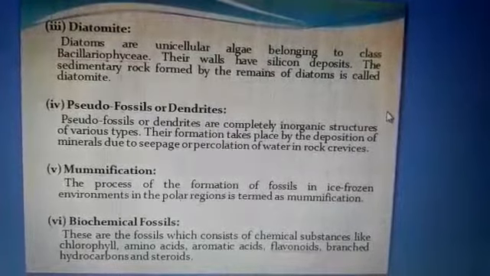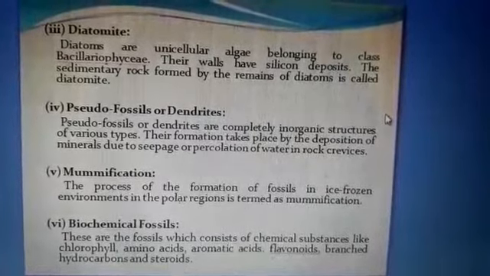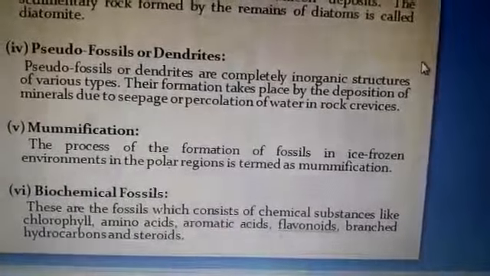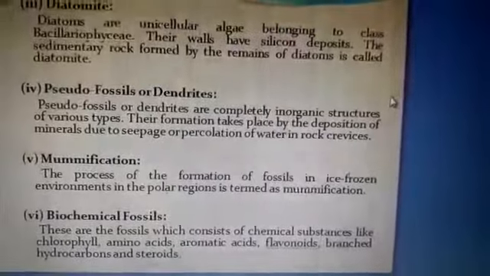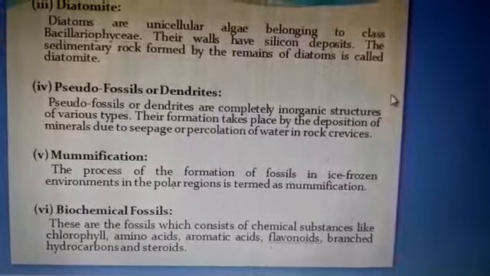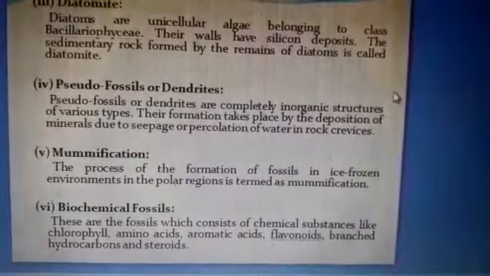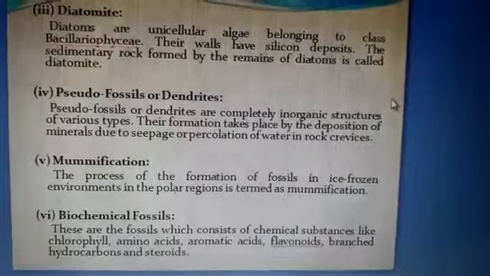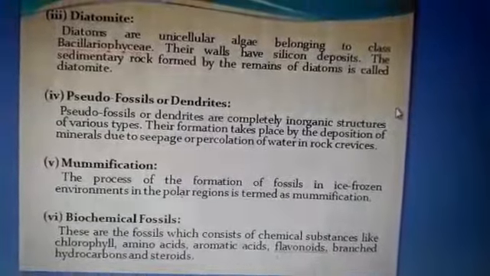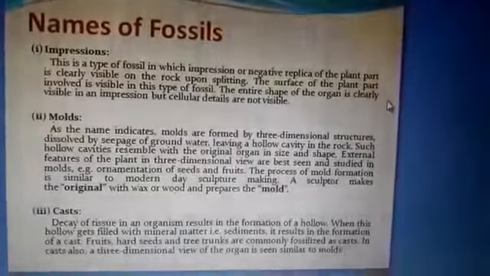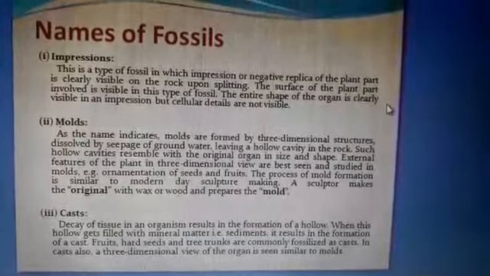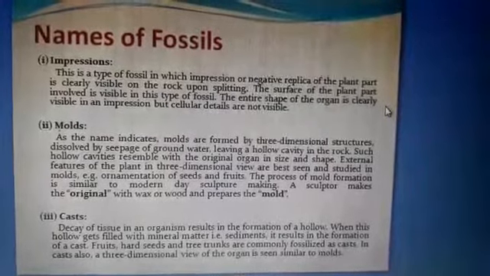The sixth type is biochemical fossils. These are fossils which consist of chemical substances like chlorophyll, amino acids, aromatic acids, flavonoids, hydrocarbons, and steroids.